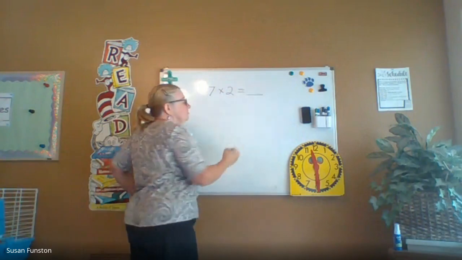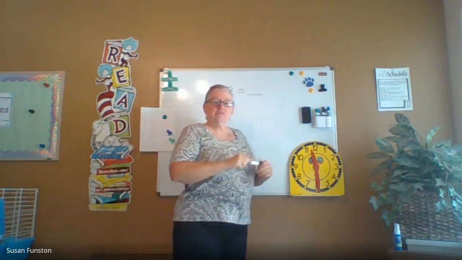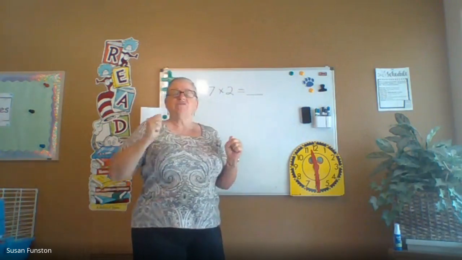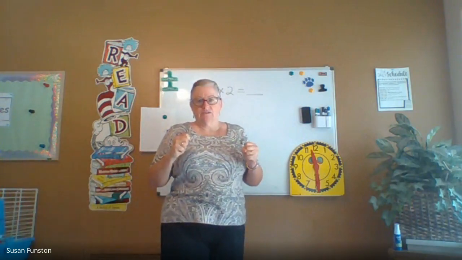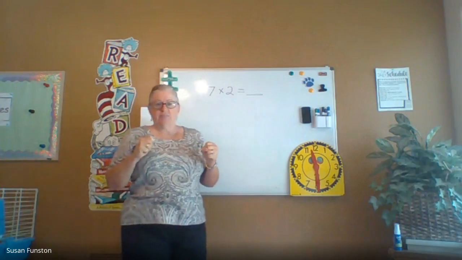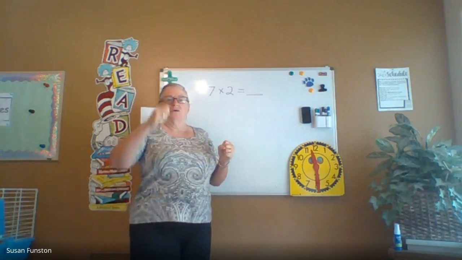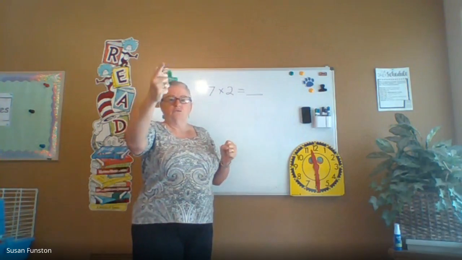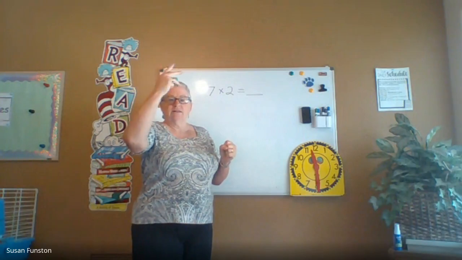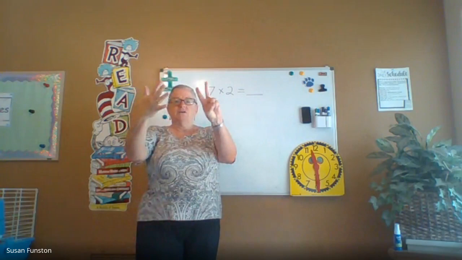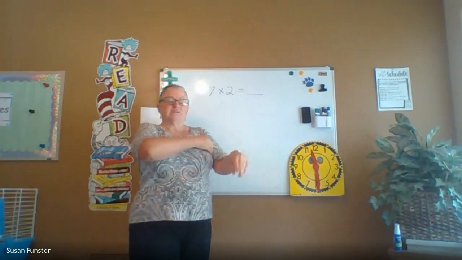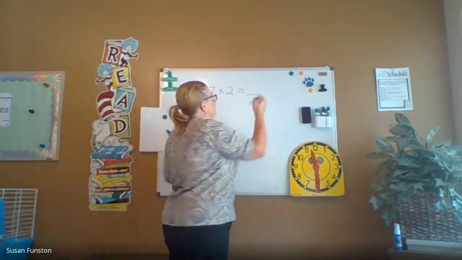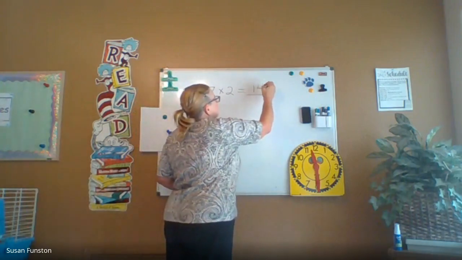So 7 times 2. I'm going to count by twos, and I'm going to use my fingers to keep track of when I get to 7 times. Are we ready? Can you see that? Okay, go. 2, 4, 6, 8, 10, 12, 14. Okay, so here I have 7 fingers up, so it's time for me to stop. So 7 times 2 is 14.